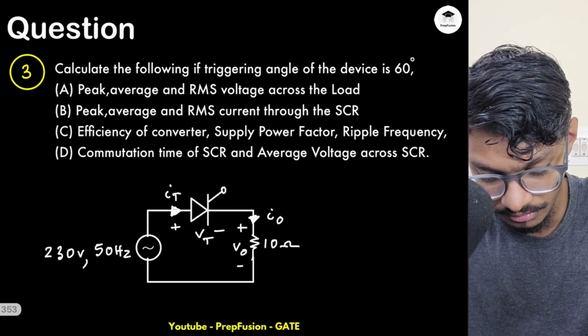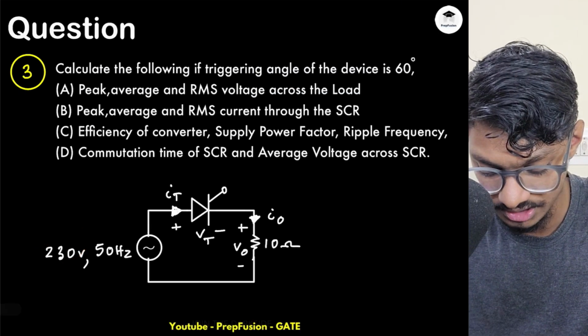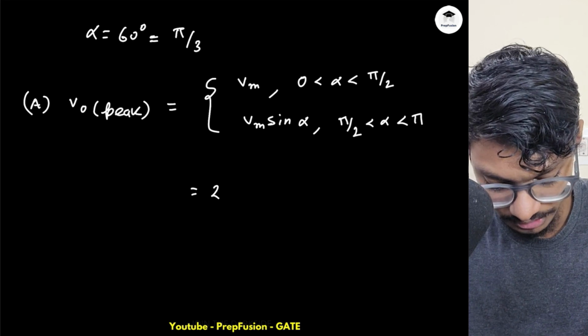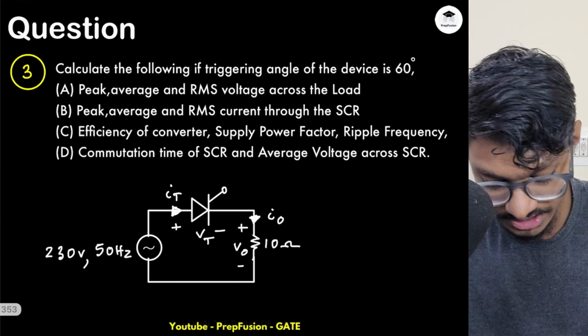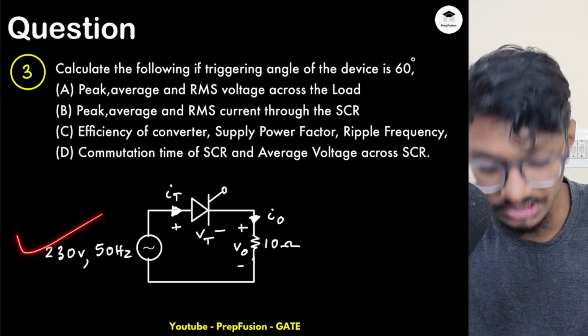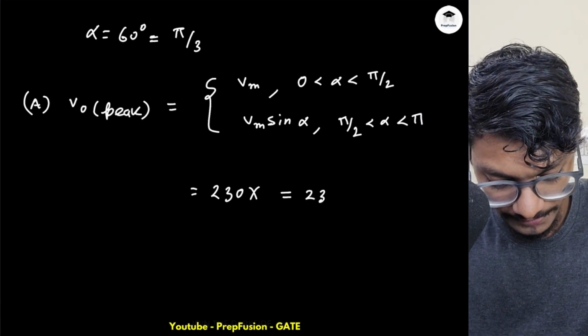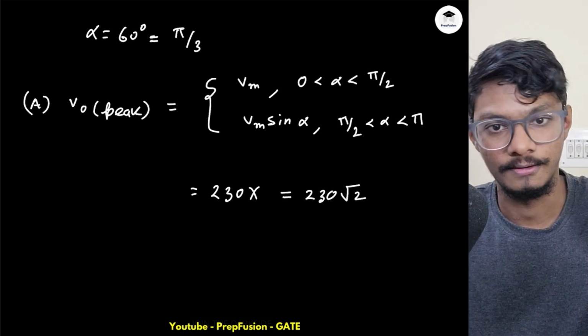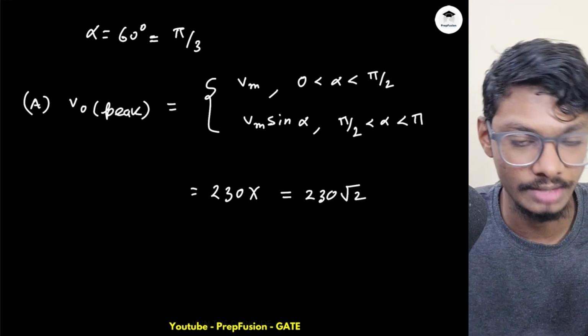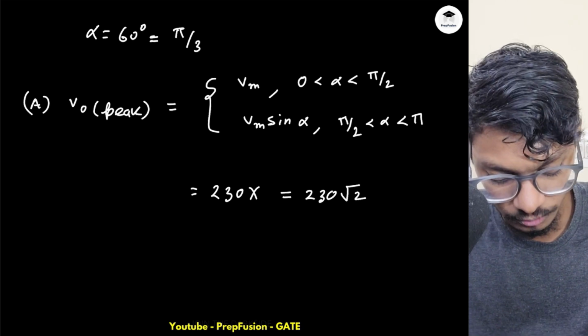And what is my Vm? So they have given 230. So our answer will be VO peak is 230, and you will be wrong. Because you have to check that this is given in RMS. Whenever nothing is mentioned, this is given in RMS. So what do you write? You write this as 230 root 2, right? Because for a sinusoid, RMS is peak by root 2. That's why this is 230 root 2.